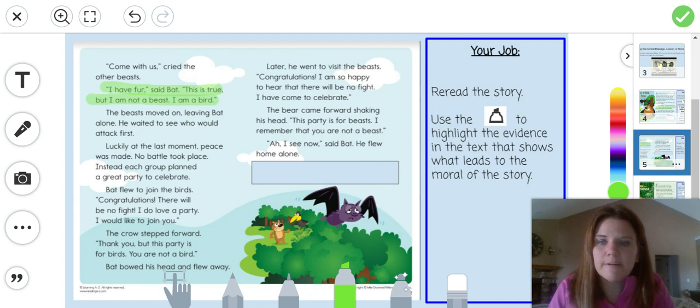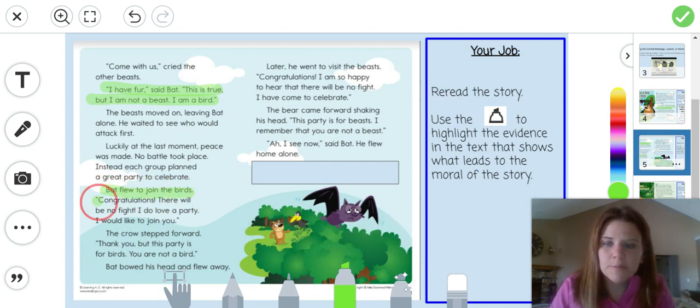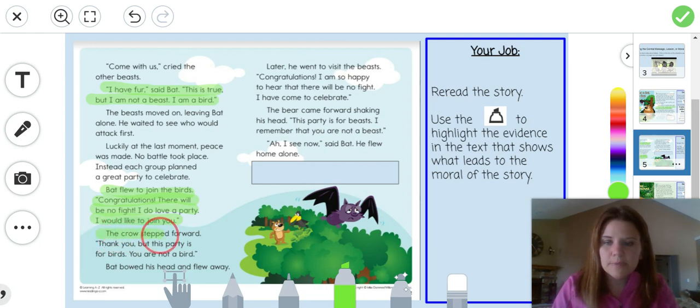He waited to see who would attack first. Then peace was made and no battle took place. And then there was a great party. Oh, and here we go. Here's where he thinks he gets to just join the party, even though he didn't join them before. He flew to the birds and said, congratulations, there will be no fight. I do love a party. I would like to join you. Right? All right. And then I think we need to highlight this too, because it says, this party is for birds and you are not a bird. This is where they didn't let him join.